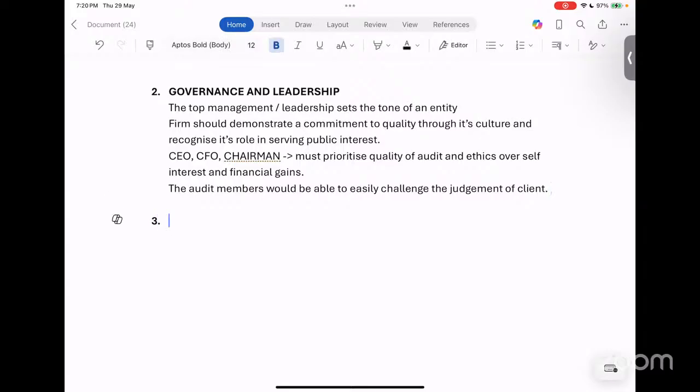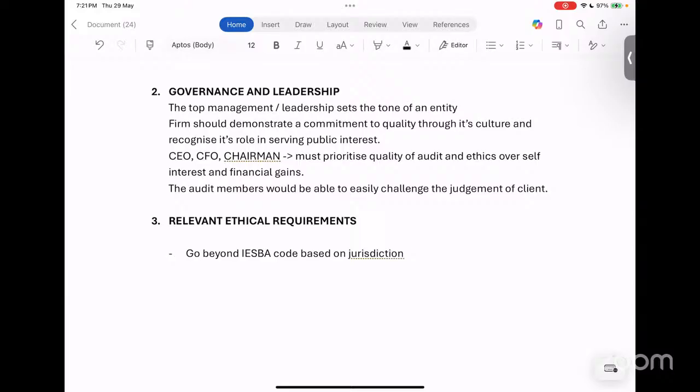Then the third thing, the most obvious thing, is that the audit firm must follow relevant ethical requirements. Relevant ethical requirements means whatever is applicable in that zone or jurisdiction, so we can go beyond the international standards on ethics. We can go beyond the IESBA ethical code, based on jurisdiction. If the jurisdiction of my client has more ethical standards, I will follow them as well, right? I should see whether all my associates, like any component auditor, for example, or the valuer, follow the ethics or not. I will train my employees for ethics. That's how you can ensure good quality audit, right? So that's the third point.